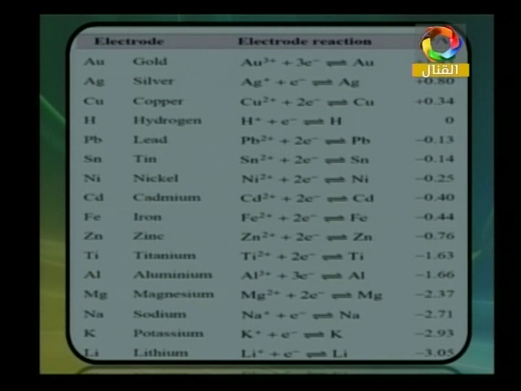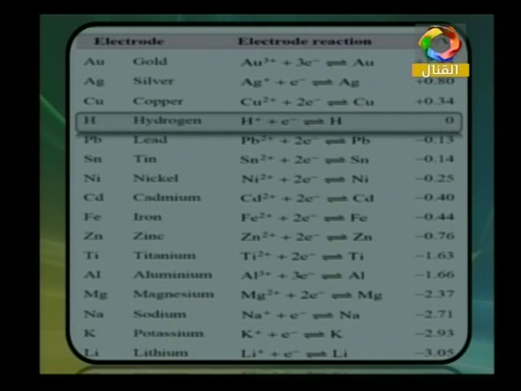So here again we have the hydrogen here. Hydrogen here, it means what? It means it is an element that has 0 volt. It's the standard hydrogen electrode. I use it for measuring any one of these electrodes of all elements.